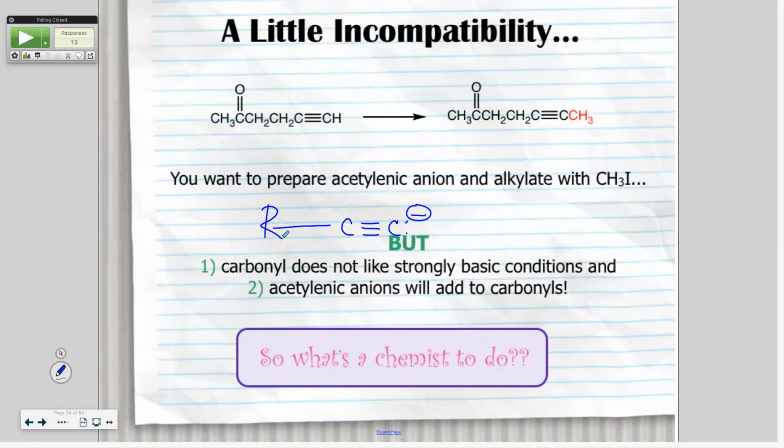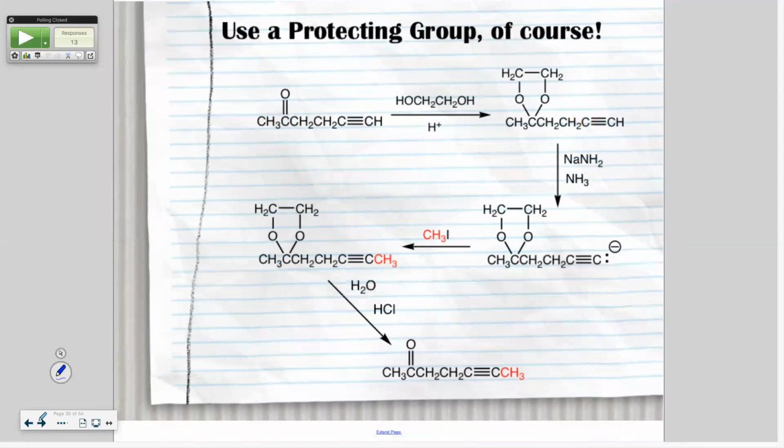So here's what we do. We are going to put on a protecting group. Remember, when you put this on, you do not use a full equivalent of acid. It is catalytic, like 1%, less than 10% for sure. You'd probably use H2SO4 to keep things from adding to that triple bond. And we put on a protecting group. So now this is no longer a carbonyl, it's a ketal.